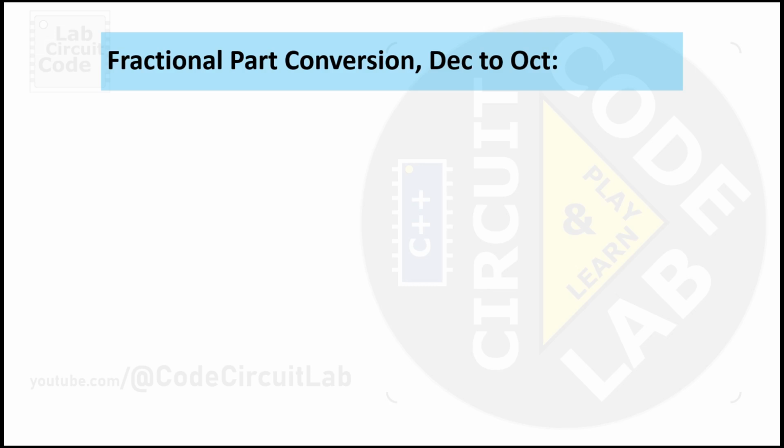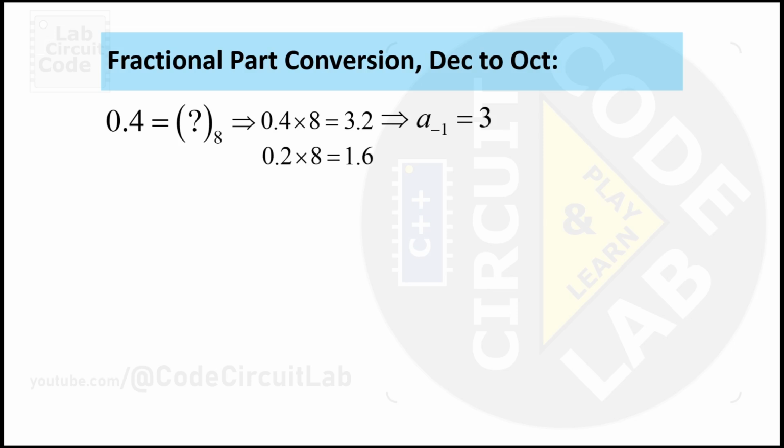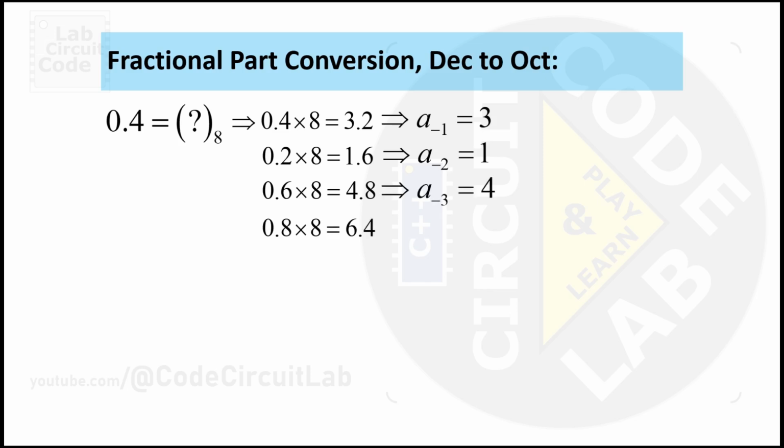Now, another example: converting decimal to octal. 0.4. Multiplying 0.4 by 8 gives us 3.2, which reveals a minus 1 equal to 3. And then the 0.2 part is multiplied again by 8, which reveals that a minus 2 is 1. By continuing this process, we get a minus 3, which is 4, and we get a minus 4, which is 6.